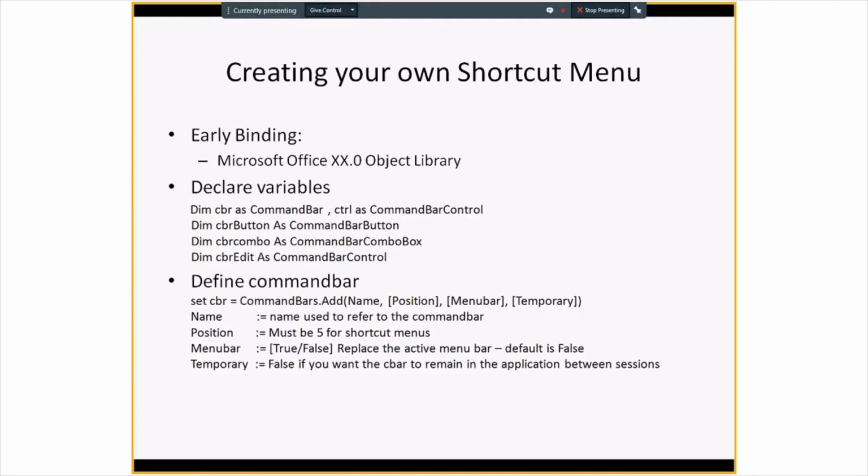And then you start out by defining the command bar. So you give it a name. The position is not what I thought it would be initially when I started dealing with this. It doesn't have anything to do with where it shows up. I found that it was originally designed for the position that the bar would show up on the screen, at the top of the screen, on the side, or the bottom of the screen. But that doesn't apply to shortcut menus. Shortcut menus have to be a position number 5.